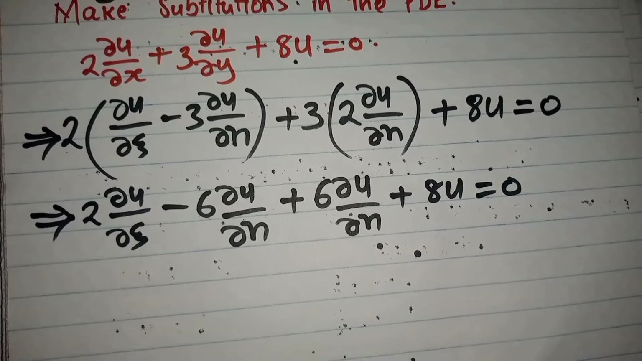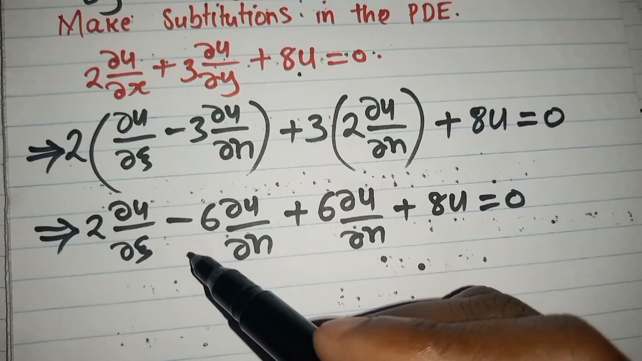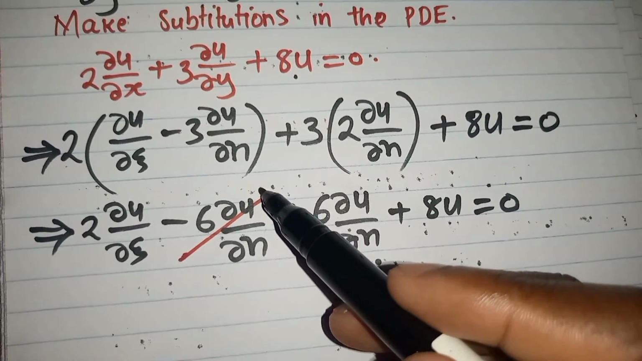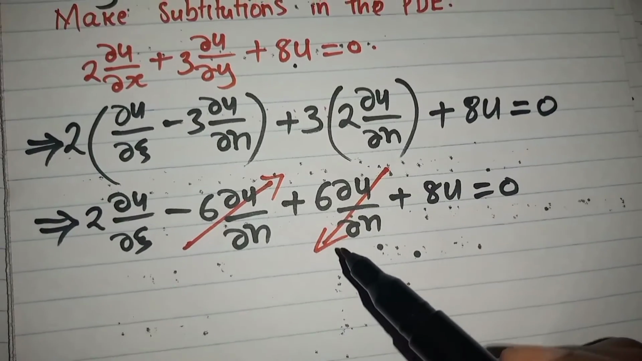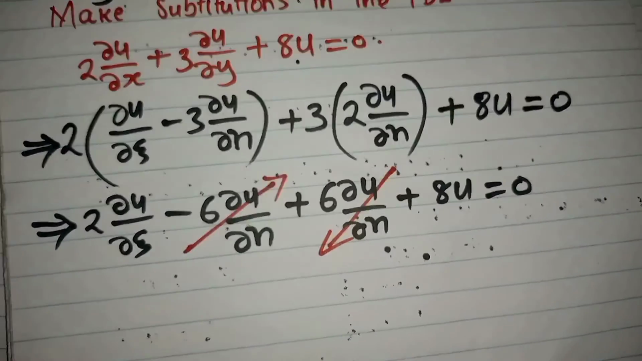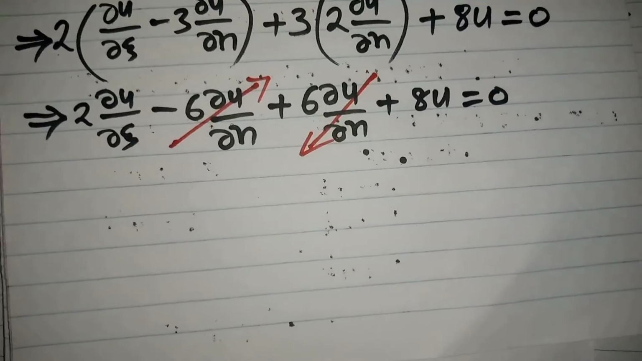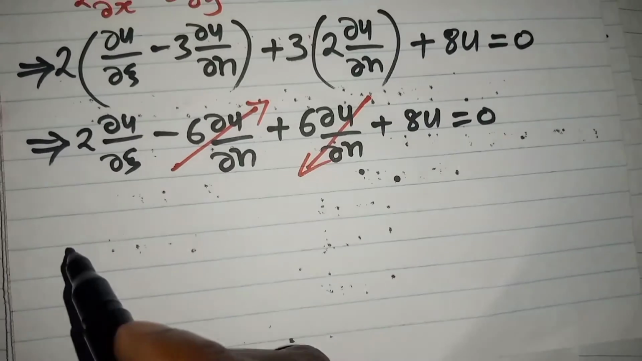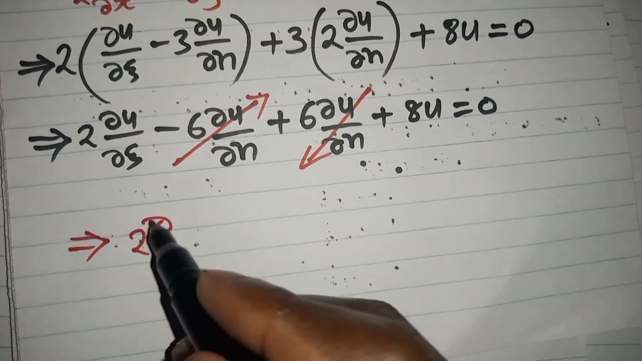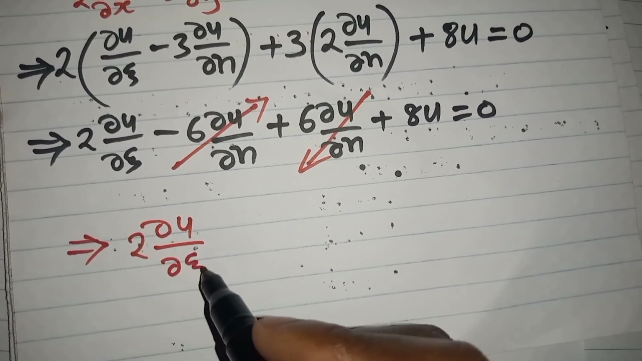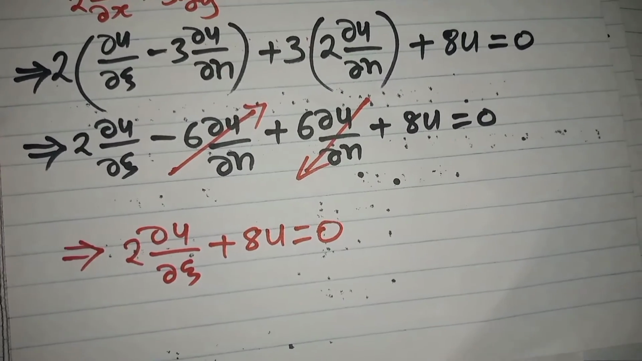So now from there, some terms will cancel one another. Minus 6 times the partial of u with respect to nu will cancel with 6 times the partial of u with respect to nu. Of course, this one minus this one is 0. So they will cancel. Once they cancel out, we are going to remain with 2 times the partial of u with respect to xi plus 8u is equal to 0.